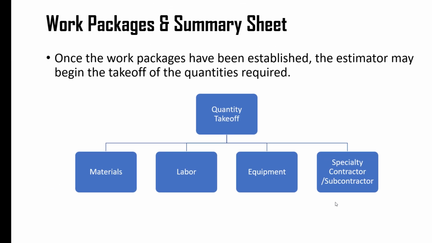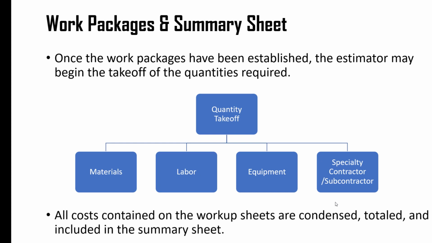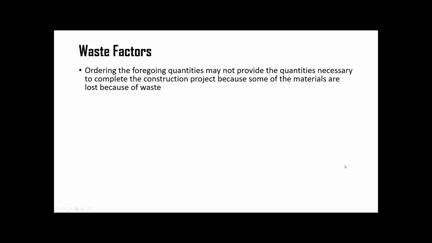Once the estimator finishes all the work packages, he or she will make a one or two page summary of all the work packages, including the price to complete, so that it gives a complete picture of the project. Even though the estimator makes an accurate estimate, still those quantities are not sufficient to finish the project. In most projects, it's not sufficient because some of the materials are lost because of waste.